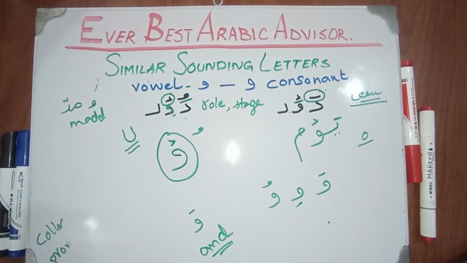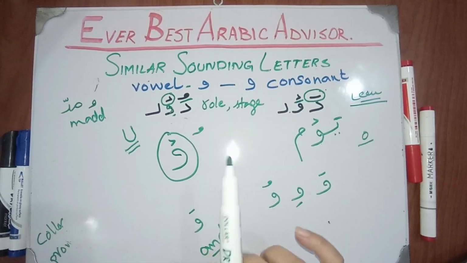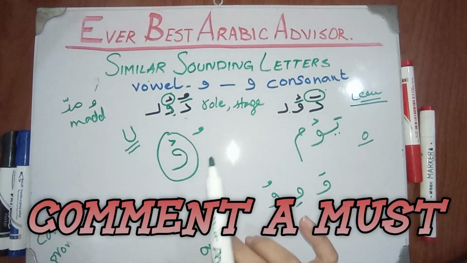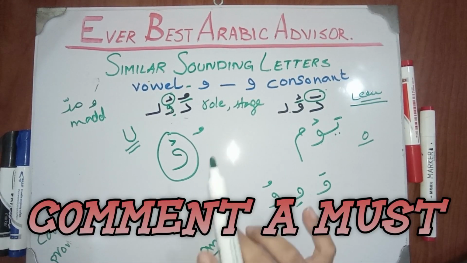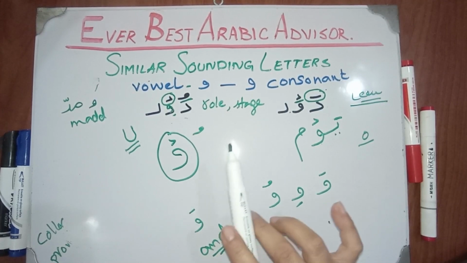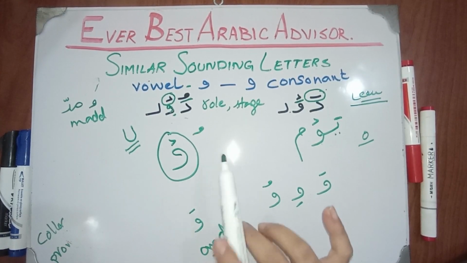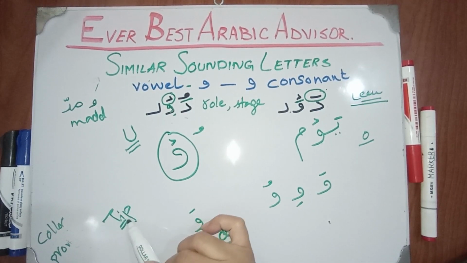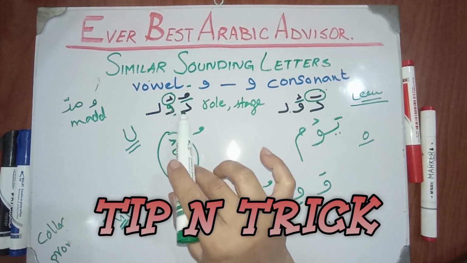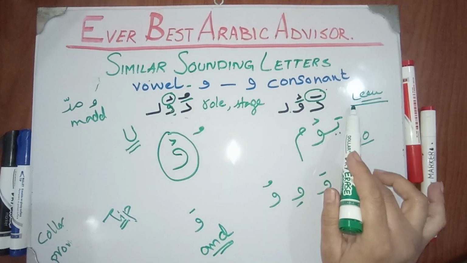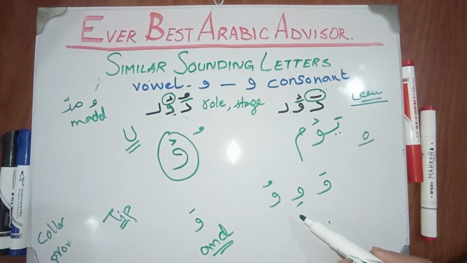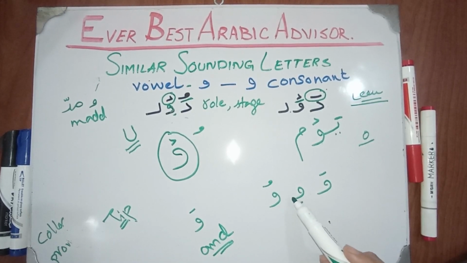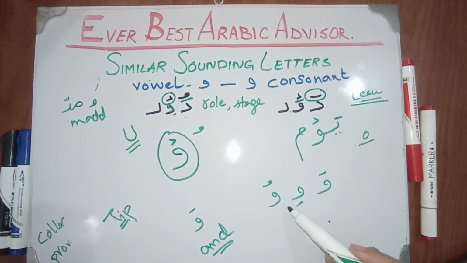I hope you learned something. If you are confused about any concept, do comment. I will try to make a video for you to remove your confusions. To learn Arabic perfectly, you should practice. For practice, I give you a tip: find examples of waw madda, waw lean, and waw as a simple consonant with fatha, kasra, and dumma, and send them to me in the comment box. Inshallah, I will check your efforts and reply to you.